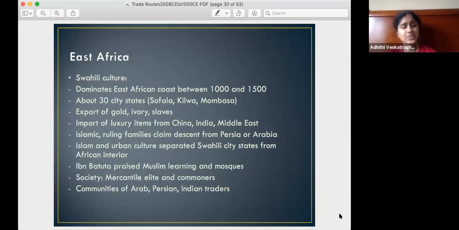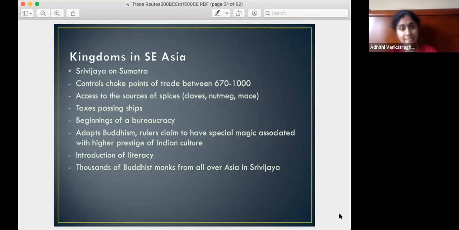East Africa included Swahili culture, which dominated the East African coast between 1000 and 1500, which had about 30 city-states, with export of many luxury items. Ibn Battuta praised Muslim learning in mosques, and the society, which praised a mercantile elite and had commoners and the communities of Arab, Persian, and Indian traders.